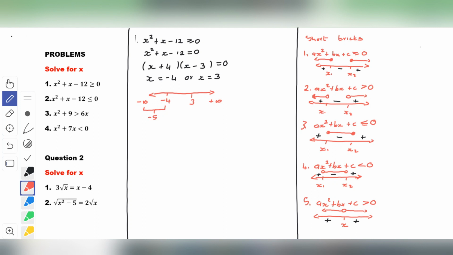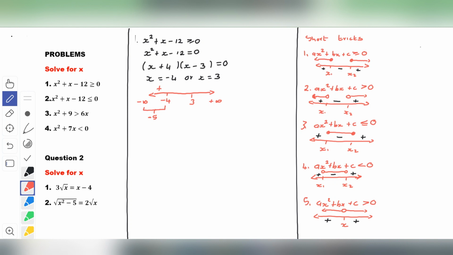As we chose negative 5, we are going to plug it into the original equation, which is x squared plus x minus 12, right? After plugging it in, if we only focus on the signs, whether the answer is positive 12 or negative 12, let's say we plug in negative 5, we found that our answer is positive. So from negative 4 to negative infinity, we have a positive sign. Therefore, we are going to write positive here.